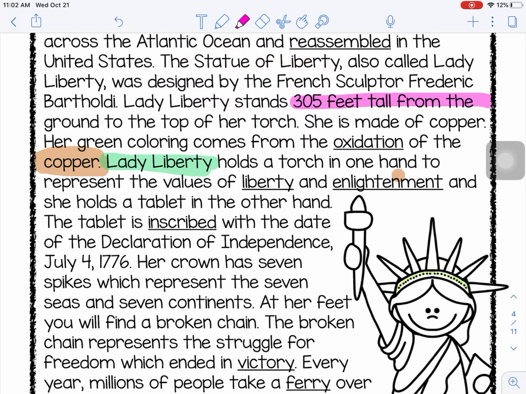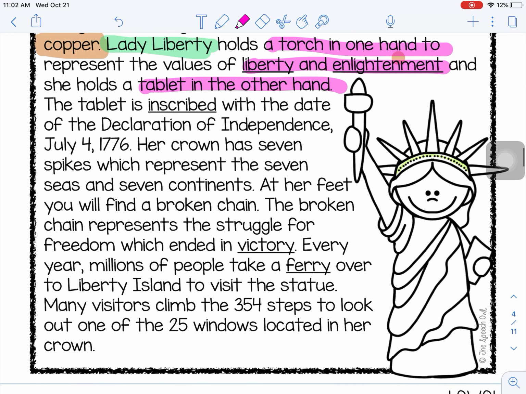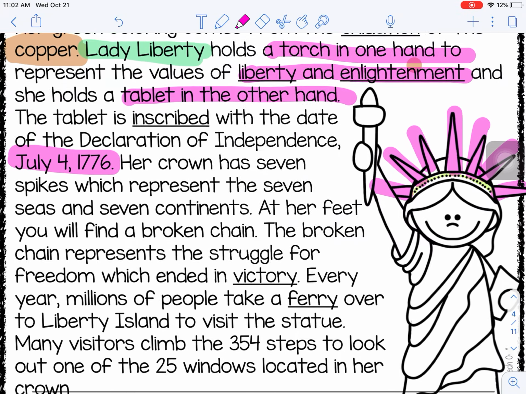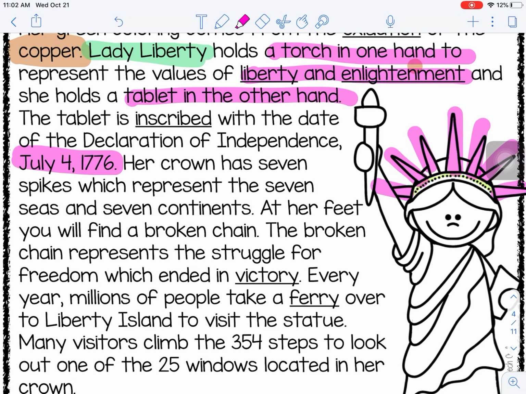Lady Liberty holds a torch in one hand to represent the values of liberty and enlightenment, and she holds a tablet in her other hand. The tablet is inscribed with the date of the Declaration of Independence, July 4th, 1776. Her crown has 7 spikes. You can look at each of these spikes right here. They represent the 7 seas and 7 continents.